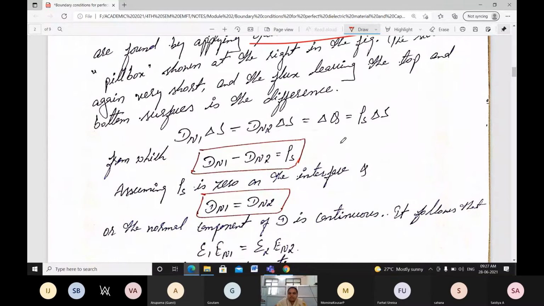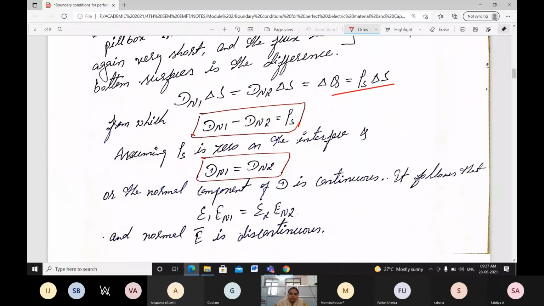ΔQ, how many charges are leaving or entering the object. We know the equation for that charge Q: it is going to be equal to the area charge density ρs into the surface, that is ΔS. Therefore we can write the equation as, you can neglect ΔS now, Dn1 minus Dn2 is going to be equal to ρs.